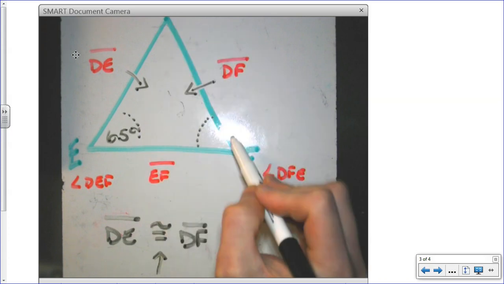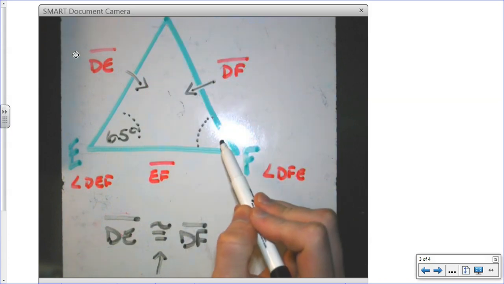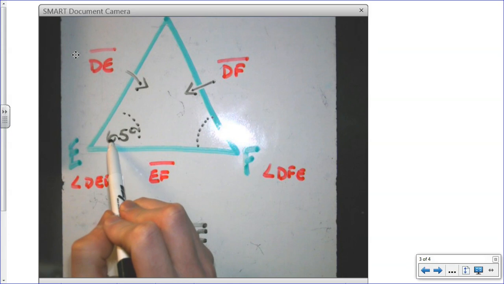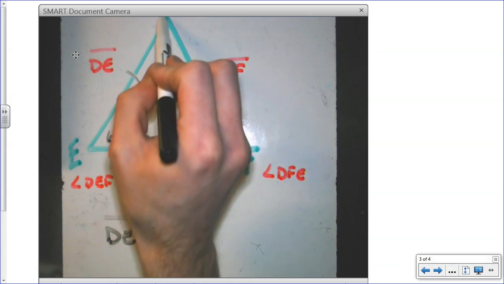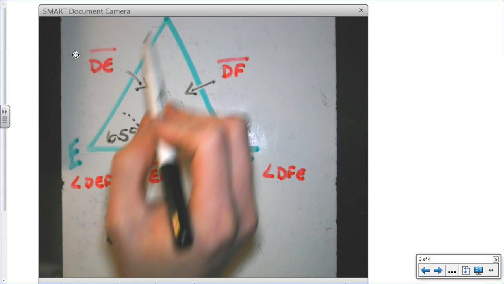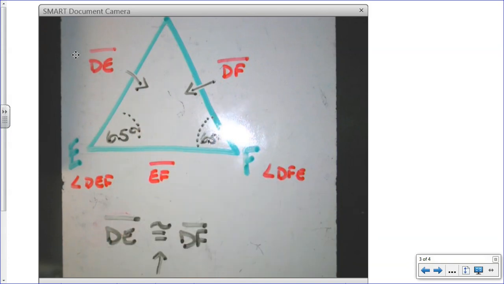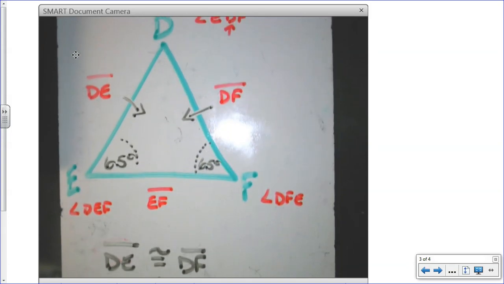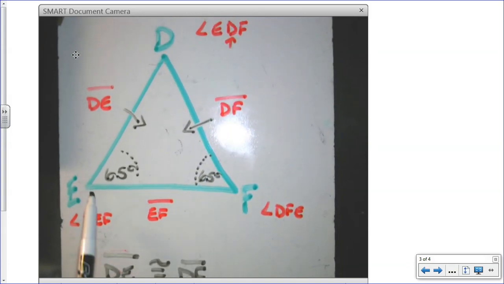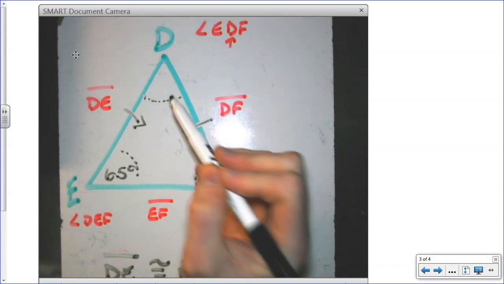Well, if this side length, we don't care what the side length is, if this side length gives me a 65-degree angle, then this side length, again, we don't care what it is, has to give me a 65-degree angle as well. Now, I can ask you this question. I found angle DEF. I found angle DFE. Is it possible for me to be able to solve for angle EDF? Can I find this missing angle up here?